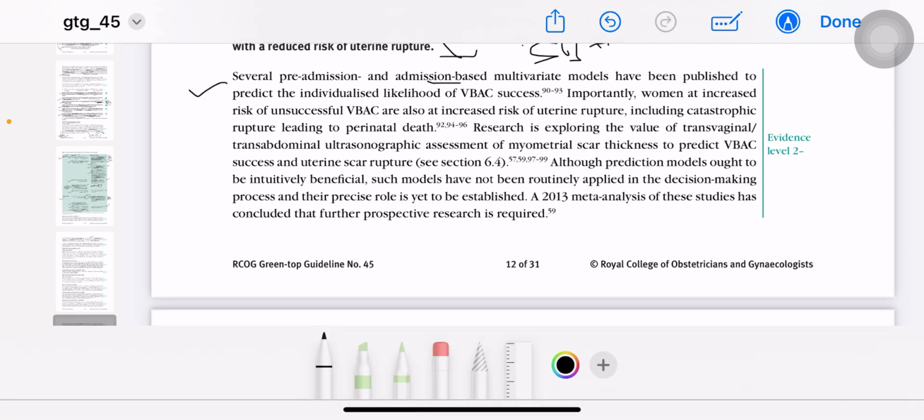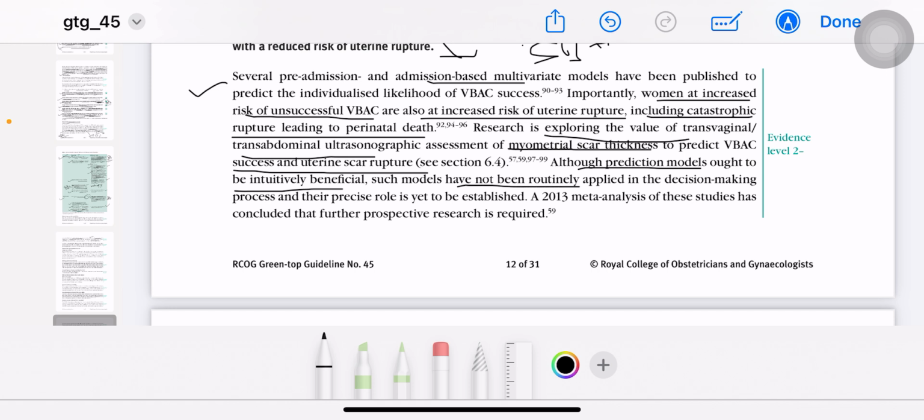Several factors place women at increased risk of unsuccessful VBAC and also increased risk of uterine rupture, including catastrophic rupture leading to perinatal death. Research is exploring the value of transvaginal and transabdominal ultrasound assessment of myometrial thickness to predict VBAC success and uterine rupture. Although such prediction models are intuitively beneficial, they have not been routinely applied in decision-making, and their role is yet to be established. A 2013 meta-analysis concluded that further prospective research is required.